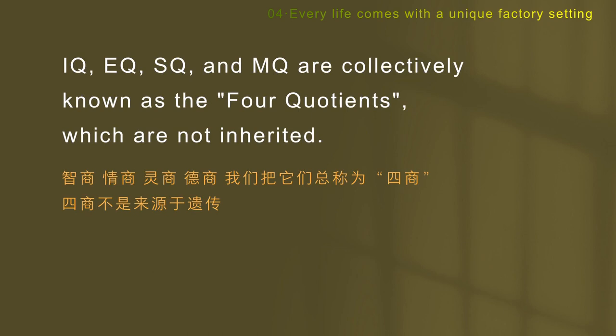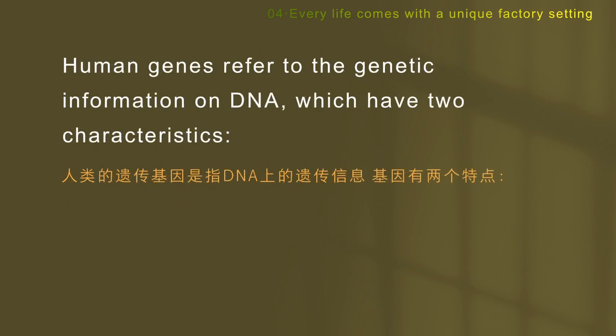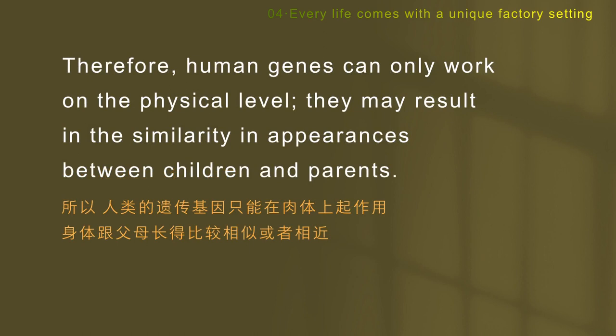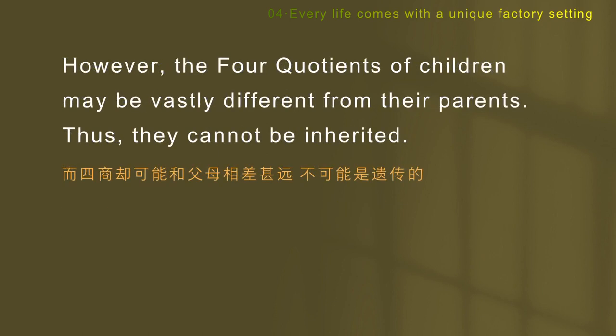IQ, EQ, SQ, and MQ are collectively known as the four quotients, which are not inherited. Human genes refer to the genetic information on DNA, which have two characteristics. One is to faithfully replicate themselves. The other is the possibility of mutation due to external radiation, leading to diseases. Therefore, human genes can only work on the physical level. They may result in the similarity in the appearances between children and parents. However, the four quotients of children may be vastly different from their parents. Thus, they cannot be inherited.